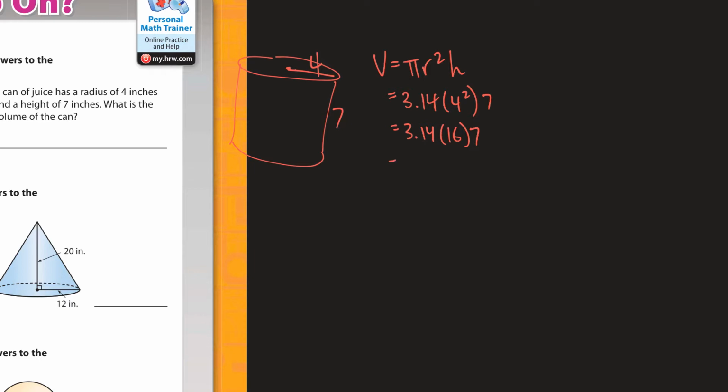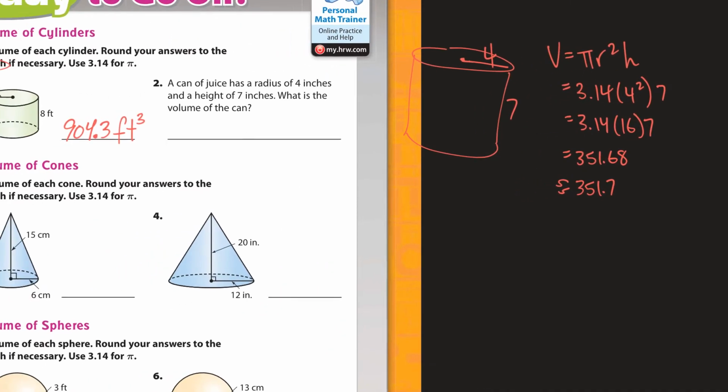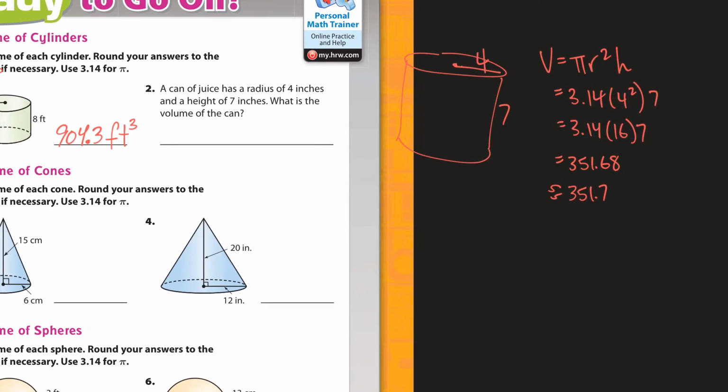And once again, 3.14 times 16 times 7 is 351.68, which we have to round to the nearest tenth. So it's 351.7. And that is what I'm going to put down in my answer. 351.7, and this is all in inches, and it's cubic. Okay, next.